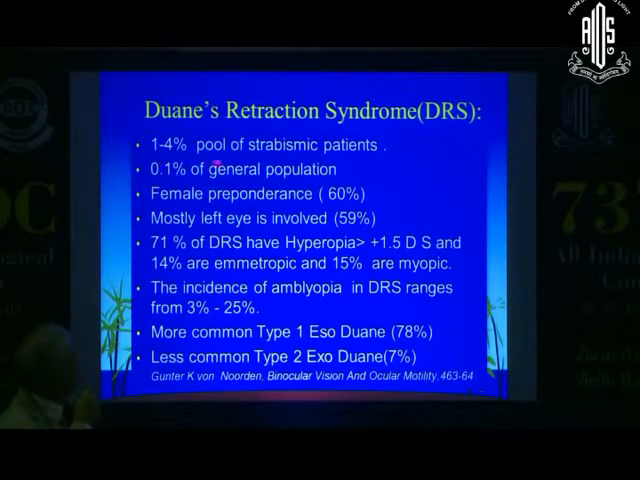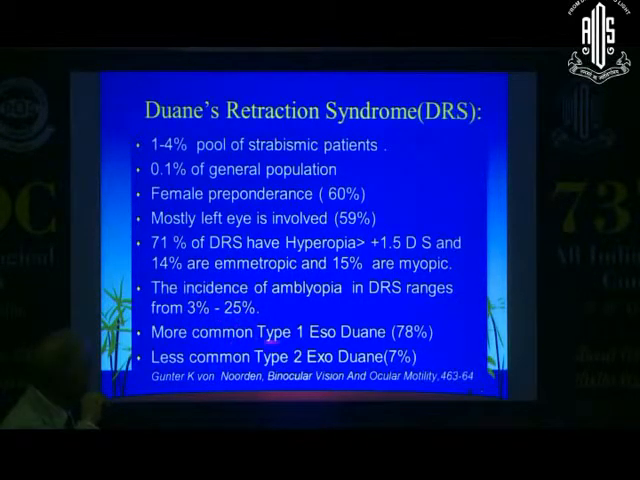These are cases of 1 to 4% of the pool of strabismic patients, about 0.1% of the general population. Female preponderance is there, mostly the left eye is involved. 71% of DRS may have hyperopia associated with it, and this is the reason mostly they may go into amblyopia. Otherwise, DRS cases classically will have binocular single vision because in some phases they may have BSV present. If they don't have any BSV at all, then they may be having amblyopia because of strabismus. The incidence of amblyopia in DRS cases is about 3 to 25%.